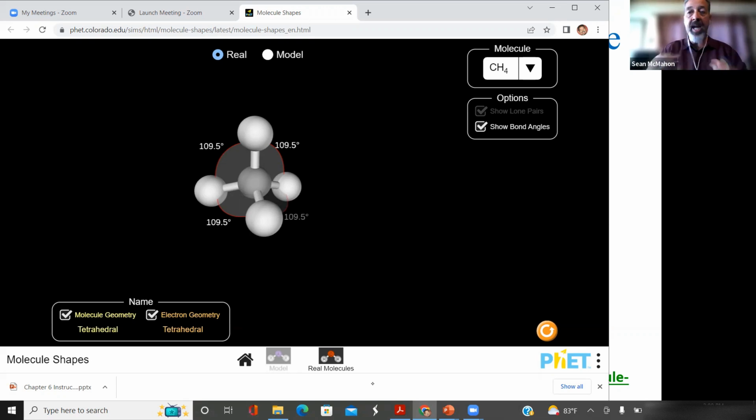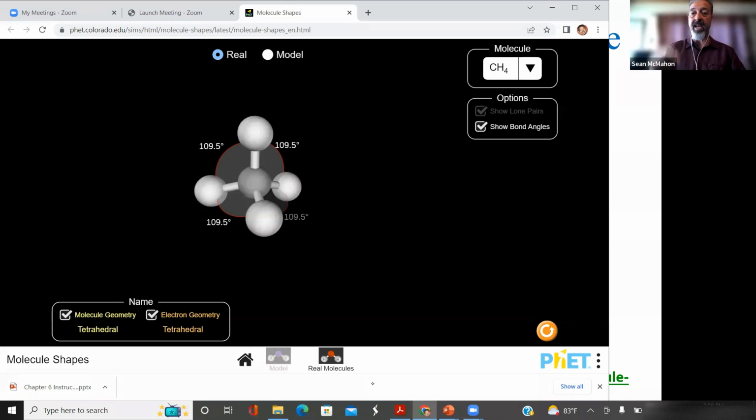Why? The molecular geometry is the exact same as the electron group geometry if there's no lone pairs on the central atom. So there's no lone pairs, so they're the same. The bond angle is the same too. It's 109.5. Why is that? Because there's no lone pairs. Okay, so that's the key.